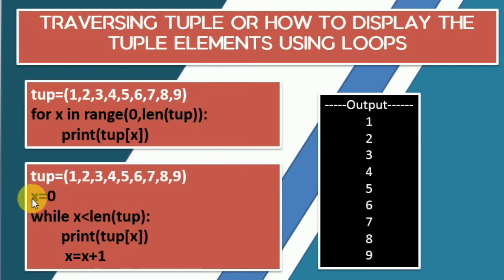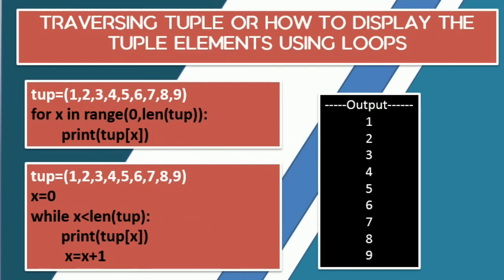The only thing is that we have to declare x equals 0 at the top, then we start our while loop. X is less than length of tup colon print tup of x, and x equals x plus 1. That means move the index value. The starting value is from 0, and in this case also the starting value is from 0. Less than 9 means it works up to 8 in both cases. So this is the method of display.